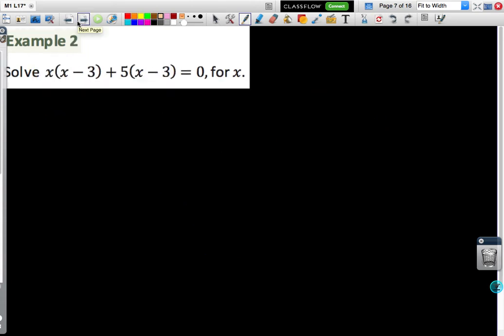Look at example 2. So this sort of looks factored and sort of doesn't. Okay, it's kind of a cross between the last one and what we need to do. Okay, so similar to the last problem, see what's common. And if you look closely, our set of parentheses is common. It's the same. So we're going to bring that down. That's going to be one of our factors, x minus 3. And then literally look at what's left. x plus 5 is left.